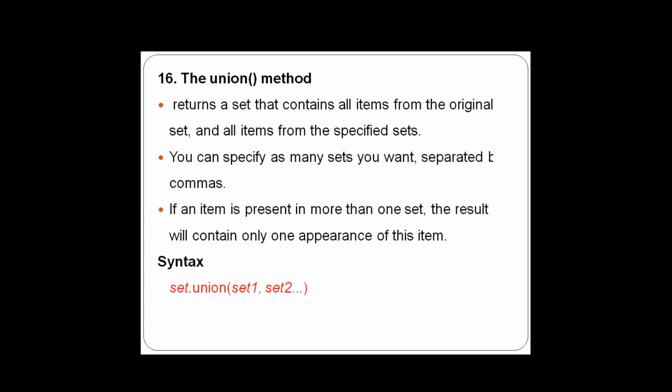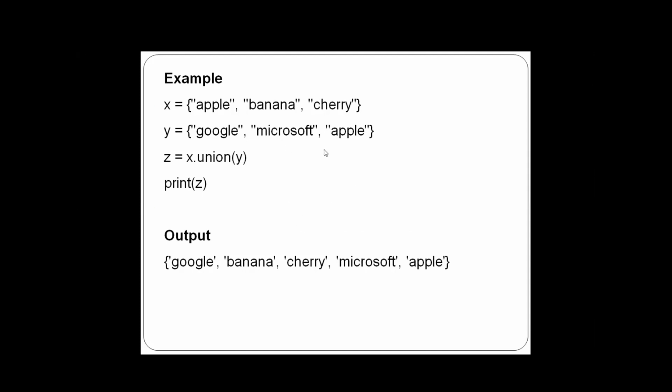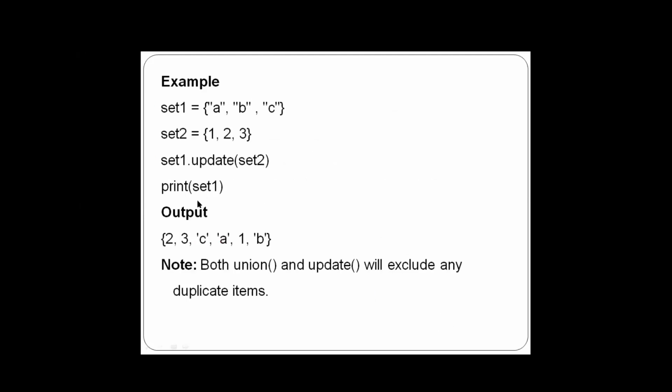Your set itself is updated. And union, we have seen already: two sets will be combined together and you will have your output here. If apple is present in set X and also in set Y, in the output apple will be displayed only once. And this is again an update method. Remember, we have seen the update method. It can also be used to add elements.